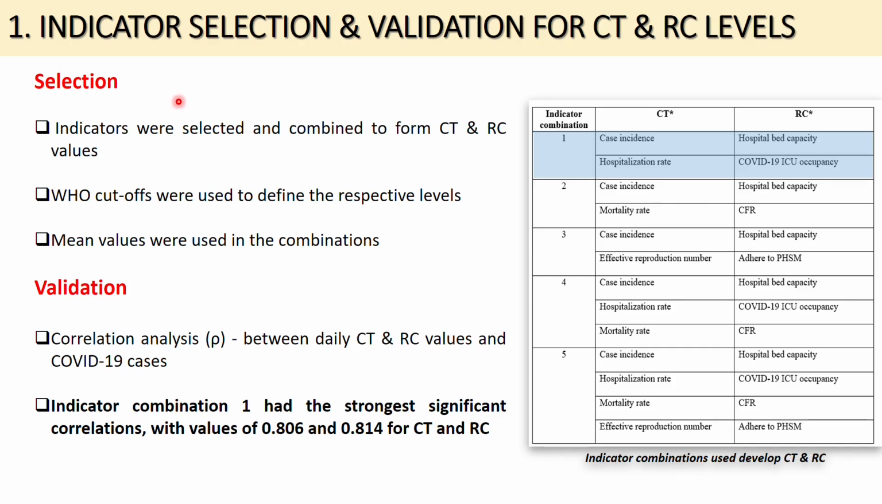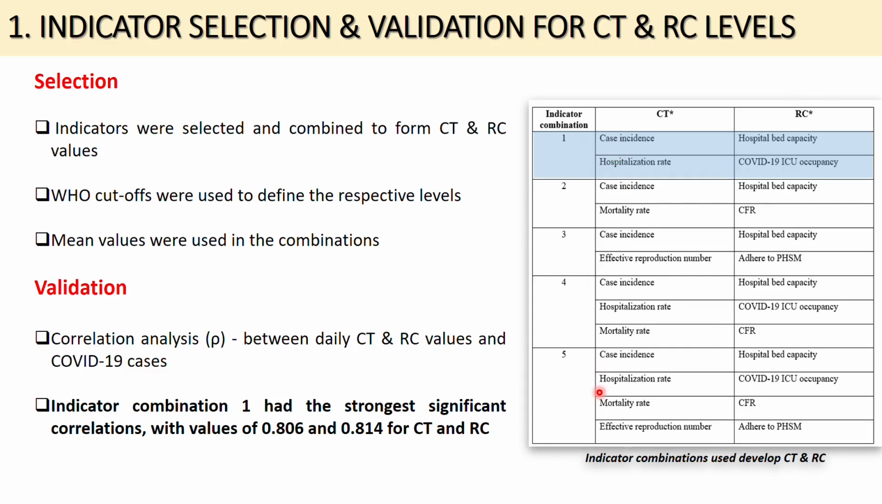With regards to indicator selection and validation for the CT and RC levels, CT refers to community transmission, whereas RC refers to health system response capacity. For our innovation, there were several indicators that we used to formulate the CT. They range from case incidence, hospitalization rate, mortality rate, as well as effective reproduction number. Similarly, for the response capacity, the indicators that were available were hospital bed capacity, COVID-19 ICU occupancy, case fatality rate, and adherence to public health and social measures. These indicators were used in several combinations.